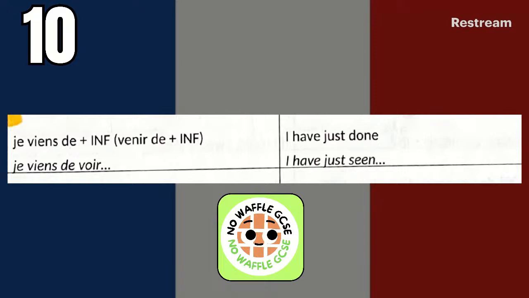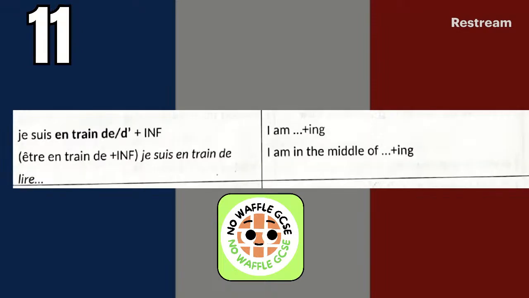So je viens de voir, I've just seen. Je viens de lire, I've just read. Je suis en train de, so I'm in the middle of, and then infinitive. So even though you're using the infinitive, it's still acting as if an ing verb.